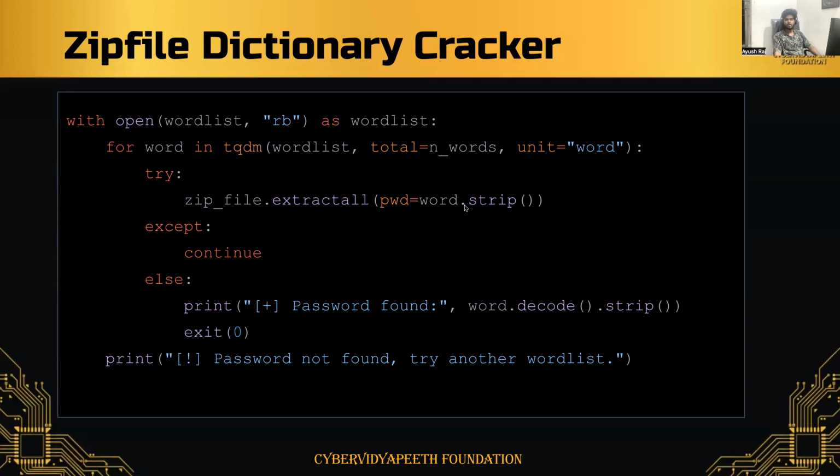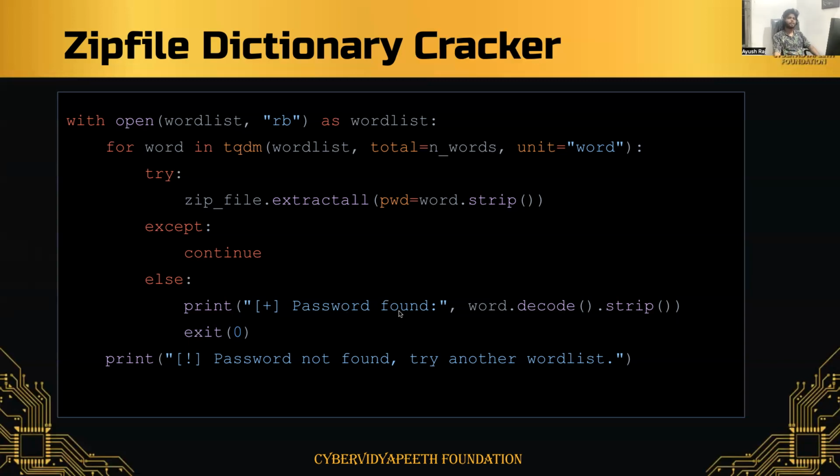So what does this dot strip do? You have seen these things in the previous class. It will remove the leading and trailing characters from the word. If the password is wrong, it will go to the except block and do continue, so it will go on to the next attempt, like that. After that, else: password found. If try executes, then except will not be executed, and then it will execute the else part, which is password found, and it will print the password.